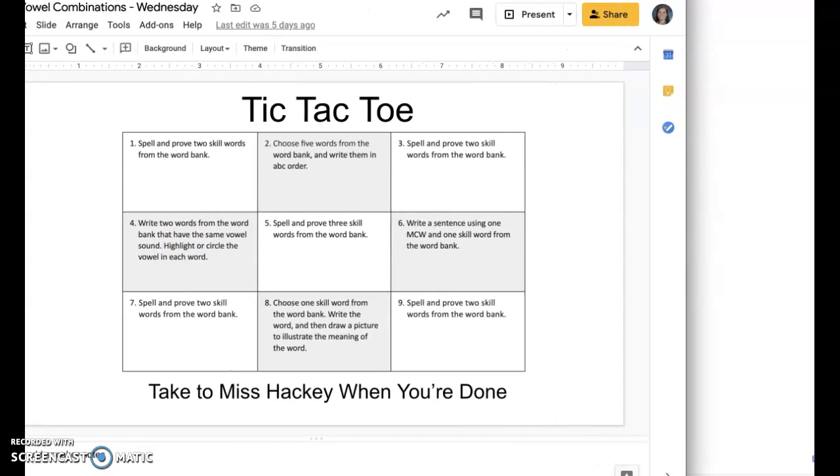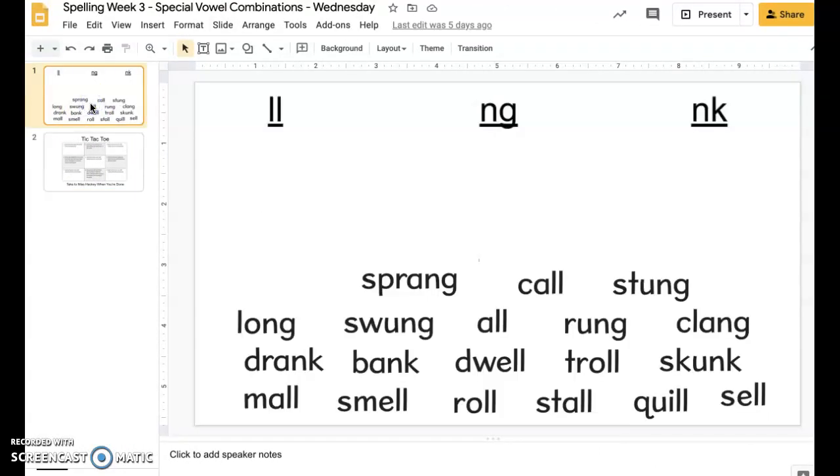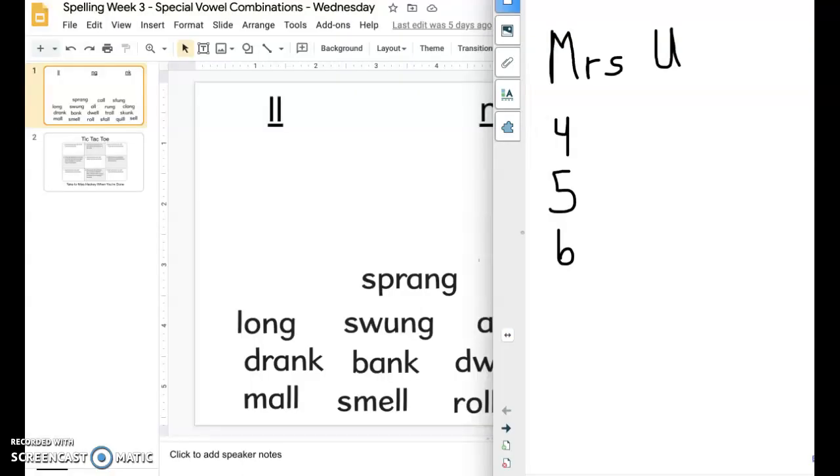4 says write 2 words from the word bank that have the same vowel sound. And it says circle or highlight the vowel. So I'm going to go over here to my word bank, 2 that have the same vowel sound. So we have an A and a U there, that won't work. A and an A. Spring, all. I don't think those have the exact sound, even though they're an A and an A. This says all, and this says ang, and a. The A's sound a little different in each of them. So instead of doing those, I'm going to do call and all because those both say ah.